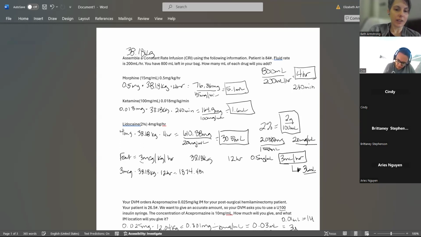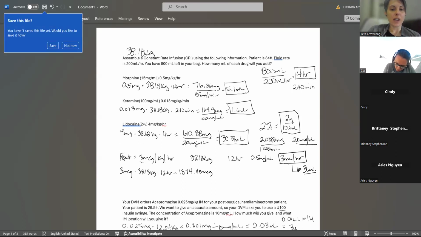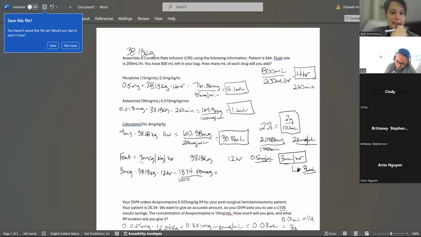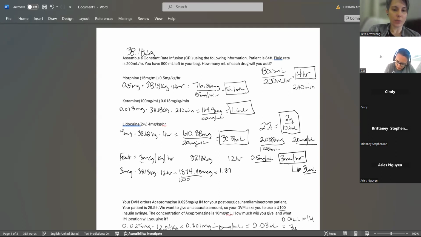1,374.48 micrograms. Very good. Okay, so it's a lot, right? But it's not. Our ultimate goal here is to get into milligrams because that's our concentration. So how are we going to get that micrograms into milligrams? Divide by 1,000. Very good. Because we want milligrams. So how many milligrams do I have? 1.37. Good, 1.37 milligrams.